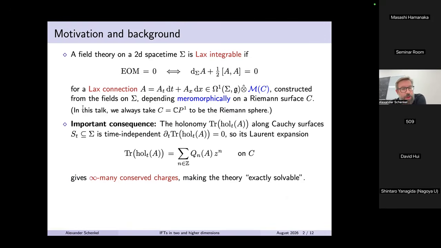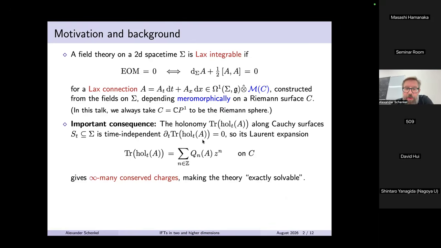It is useful because it has an important consequence, namely being able to rephrase the equations of motion in terms of flatness of a connection depending meromorphically on some spectral parameter. You can now take the holonomy of this connection along Cauchy surfaces. Remember that we are living in two space-time dimensions here, so the Cauchy surfaces are one-dimensional, and you can parallel transport along them. What you get then is a holonomy depending on time. And it turns out that this holonomy does not really depend on time exactly because the connection is flat.